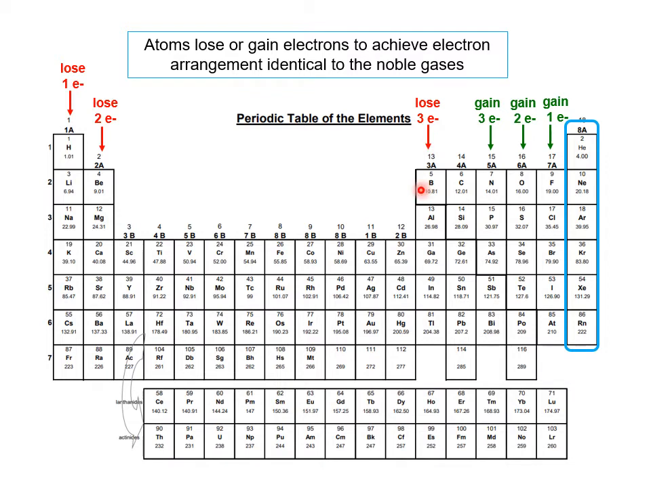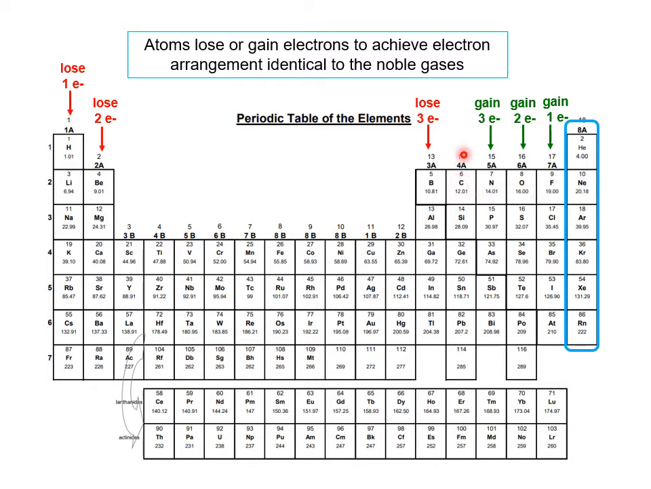And we're not going to really look at boron so much because boron is a special case, but aluminum and the other metals in this group like to lose 3 electrons. Aluminum has 13 electrons. If it loses 3, it'll be like neon, which has 10.